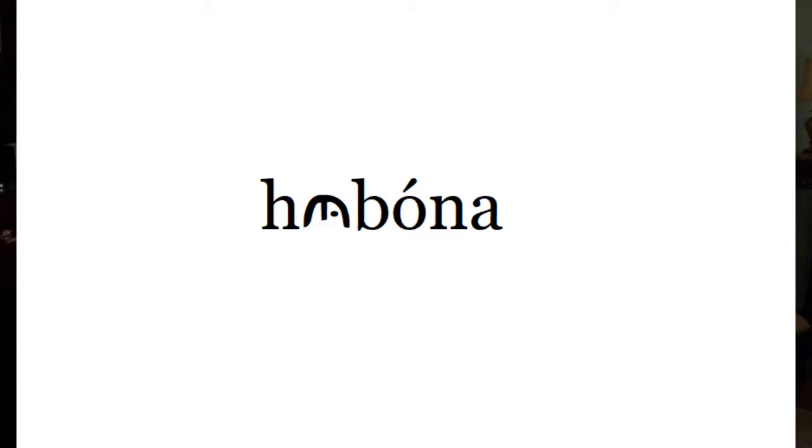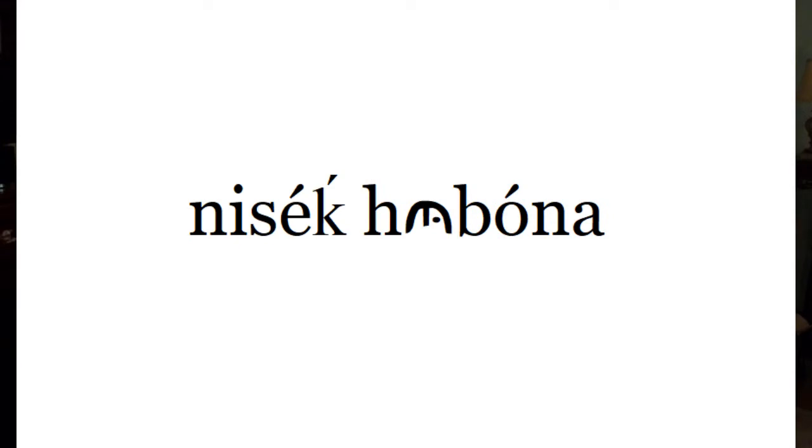Let's listen to native speakers say some of these. Listen to Mame Gallagher say, Nisek habona, to our house. As you saw earlier, the na on the end of habo means two. This means to our house, all of us, more than two. So repeat after her. Nisek habona.